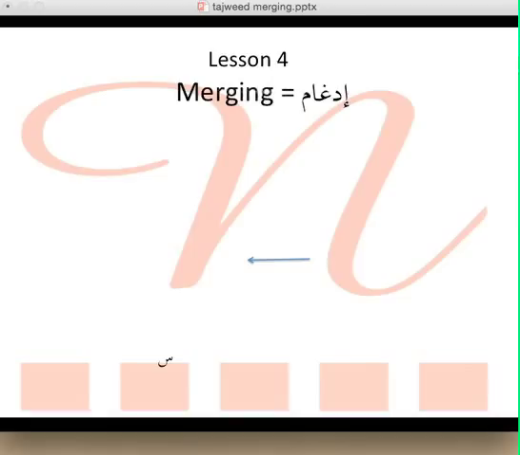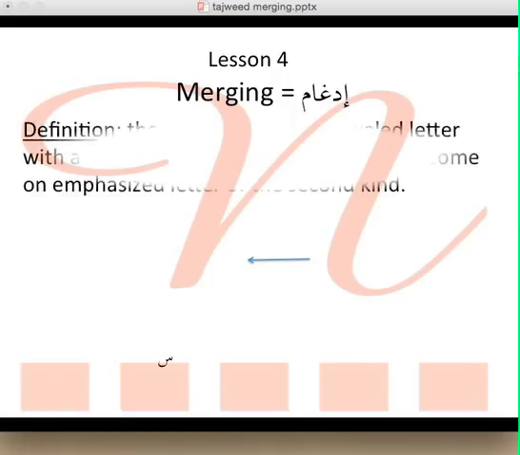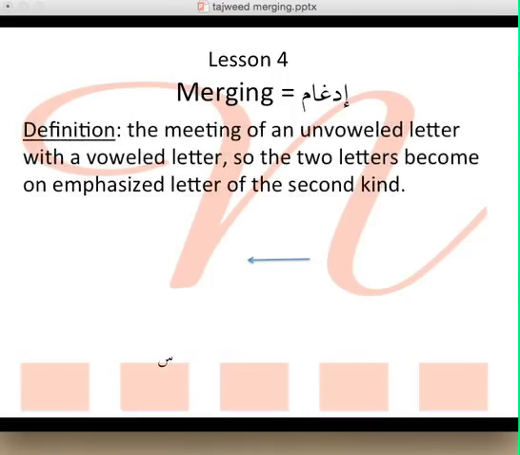Lesson 4. The title is Idgham. Idgham is merging. What does it mean, merging? The new rule merging is the meeting of an unvoweled letter with a voweled letter. So the two letters become one emphasized letter on the second kind.